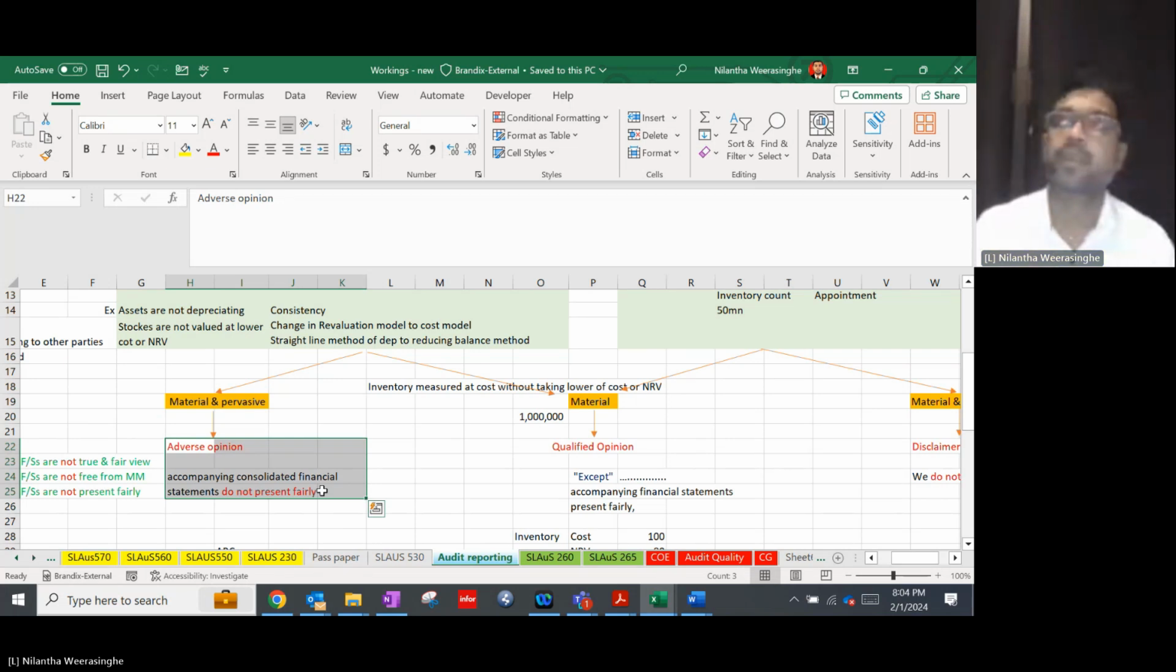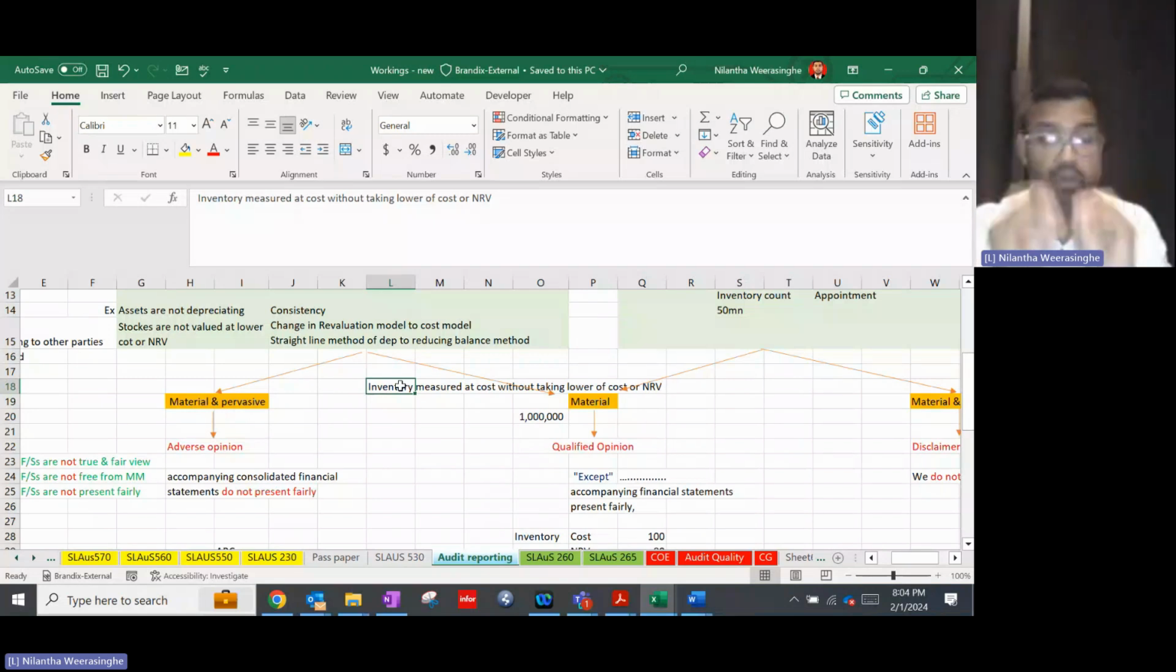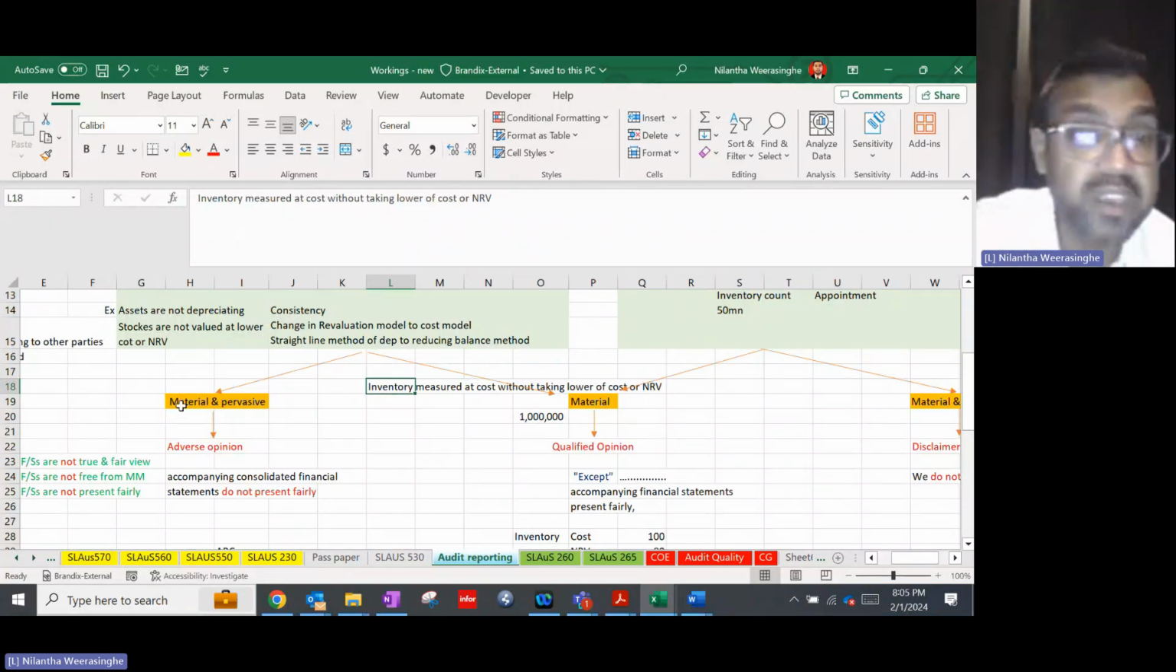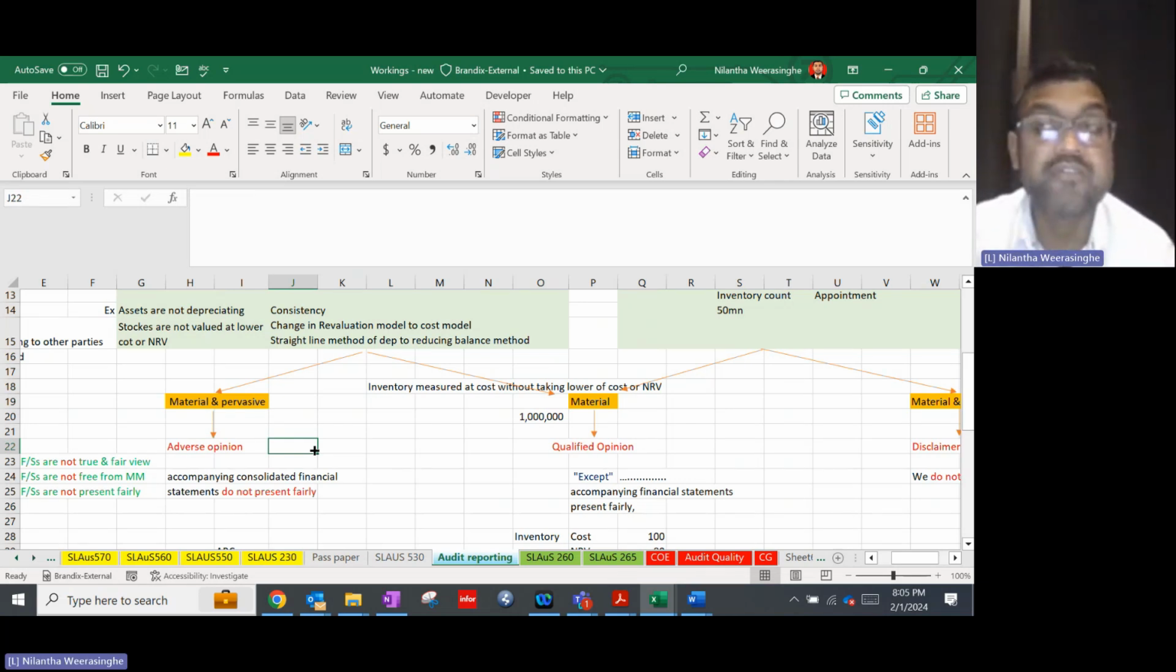Another example. In addition to this inventory problem, what is the problem? Inventory measured at cost without considering lower of cost to NRV. In addition to that problem, there are some other issues also. There's a revenue misstatement related to revenue recognition. Certain expenses are overstated. For some invoices, you have not charged expenses. Many issues. When you have many issues, not stick to one issue, many issues, that is material. Then you have to deliver what opinion? Adverse opinion. At that time, you have to deliver adverse opinion.